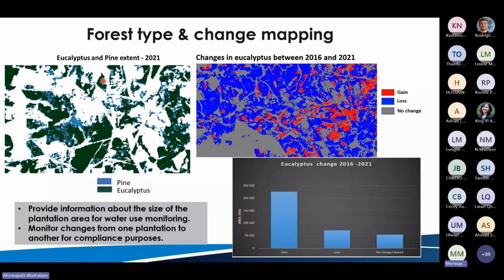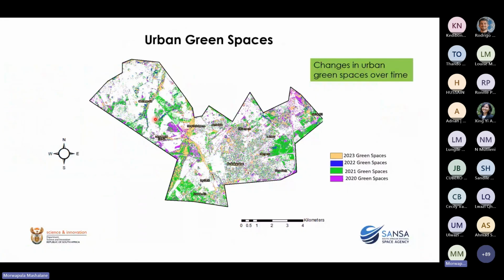And also, as we know, eucalyptus and pine are known as invasive species, and we have a huge challenge in South Africa of having them as invasive species as well. So we can also use the technology to map the extent of invasive species so that the municipality can know where to start in terms of removing the invasive species.